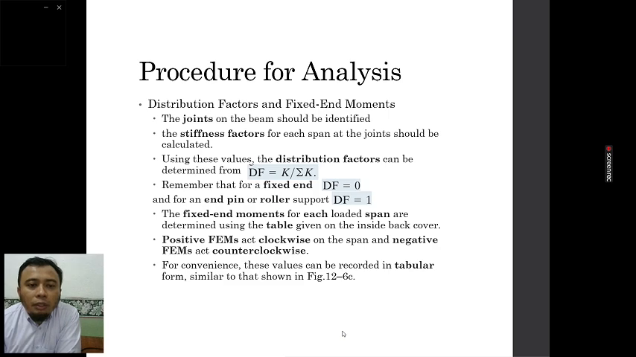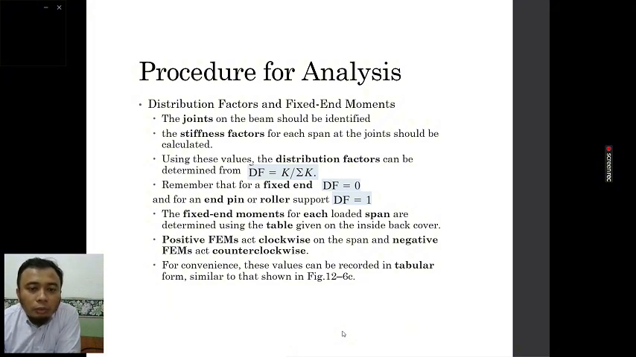Once we have identified that, you can calculate the stiffness factor based on the length and the EI, but EI usually remains the same. So K is equal to 4EI over L. Then, using the value of K, you can calculate the distribution factor, dF, which is K divided by the summation of K. So you calculate your K, then calculate your dF.